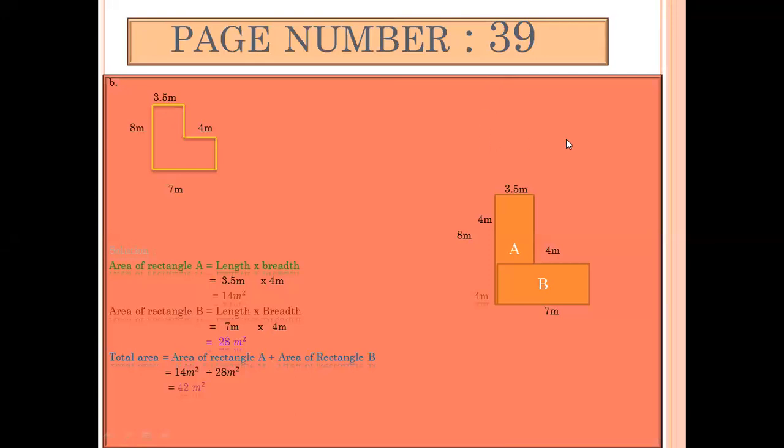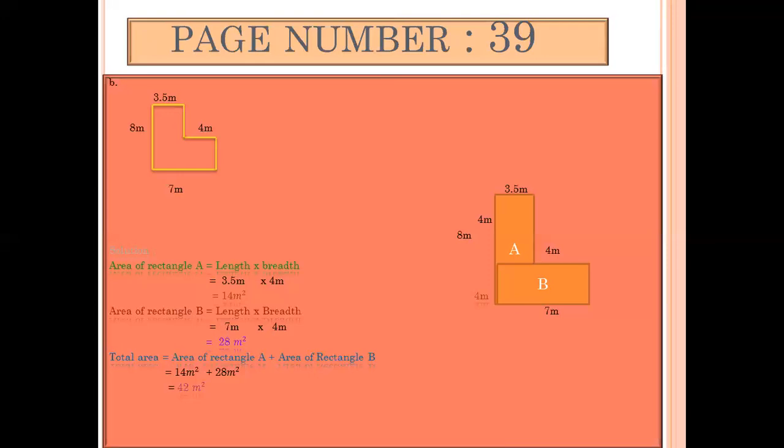How do we come to know that these lengths are 4 meter? You see in the actual diagram, 4 meter is given there. It means if we divide this whole 8 meter into two parts, both parts will be 4 meter and 4 meter. Again, I explain to you the main figure.